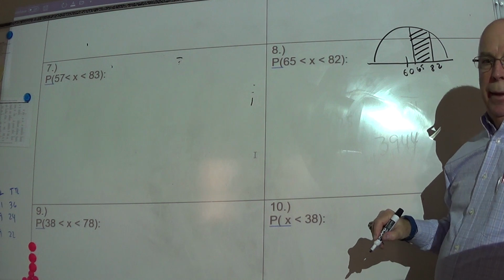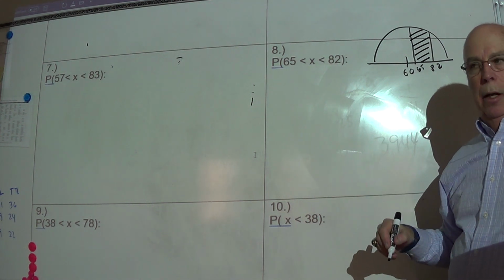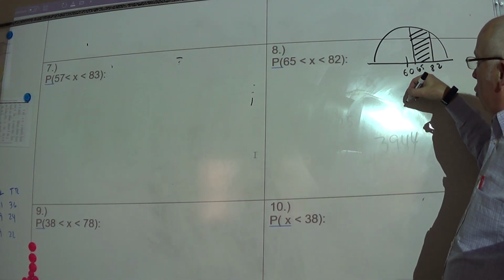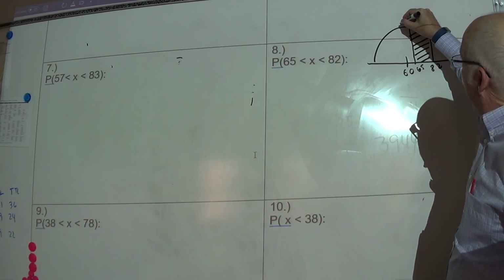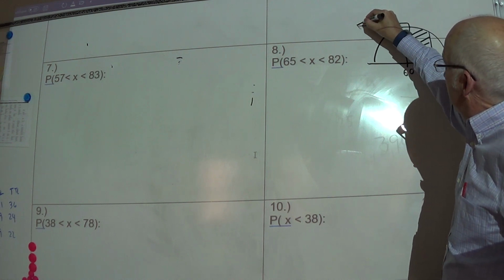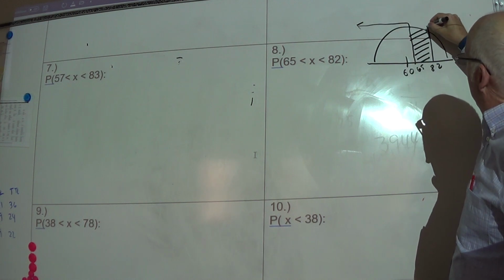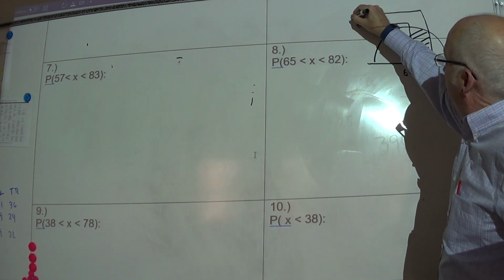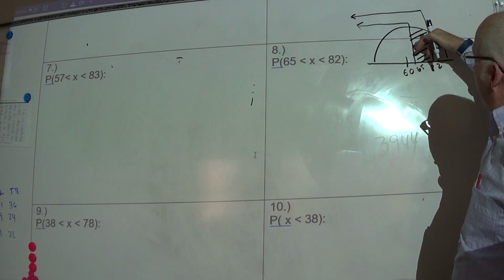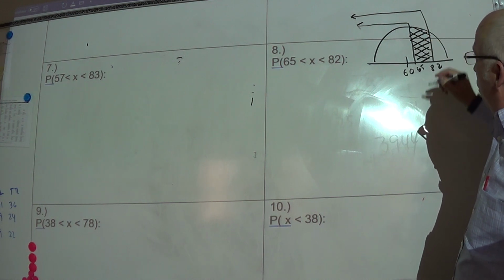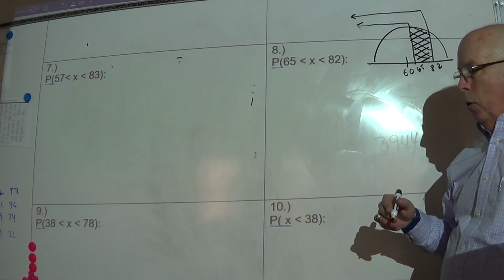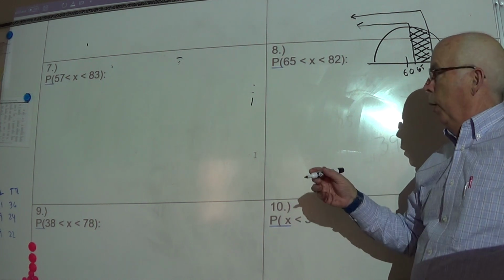All right? Thinking back to what we did on the front page, we're going to calculate 2 z-scores, one for 65, which is going to give us all of this area back this way, and then one for 82, which is going to give us all the area back this way, and we're going to subtract the smaller from the larger, and it's going to give us this hash marked area. So 2 z-scores, and then we're going to find the difference between the two.